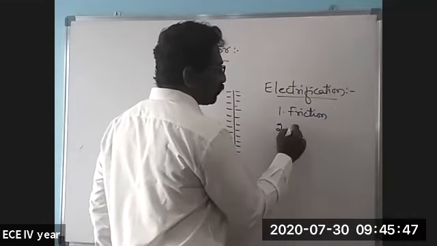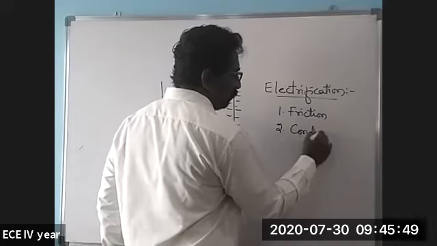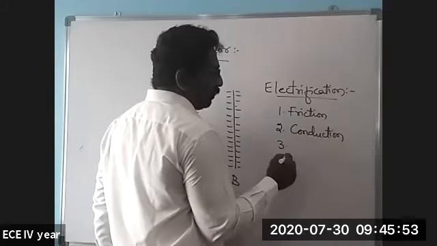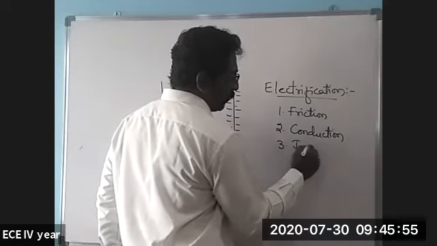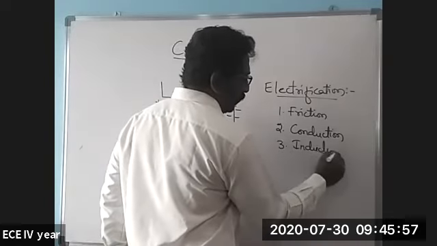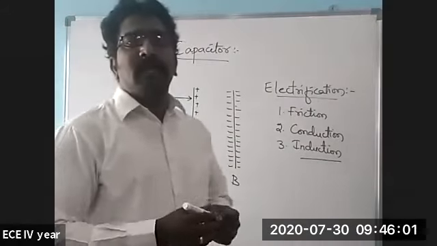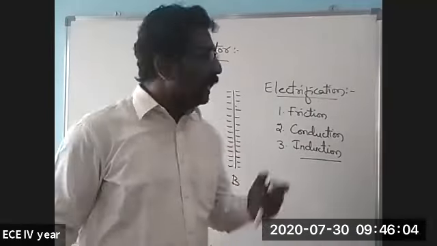The next one is conduction. I'll not go into detail of conduction; it's a huge concept. The next one is the induction process. Because of this induction process only, plate B will have the negative charges.